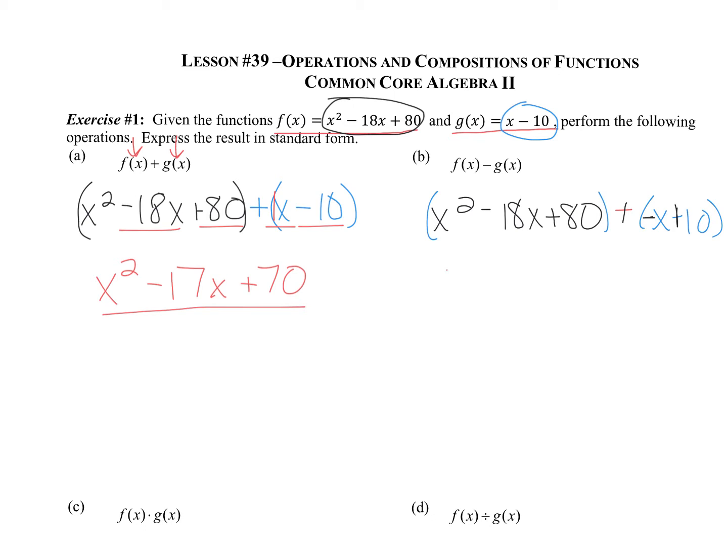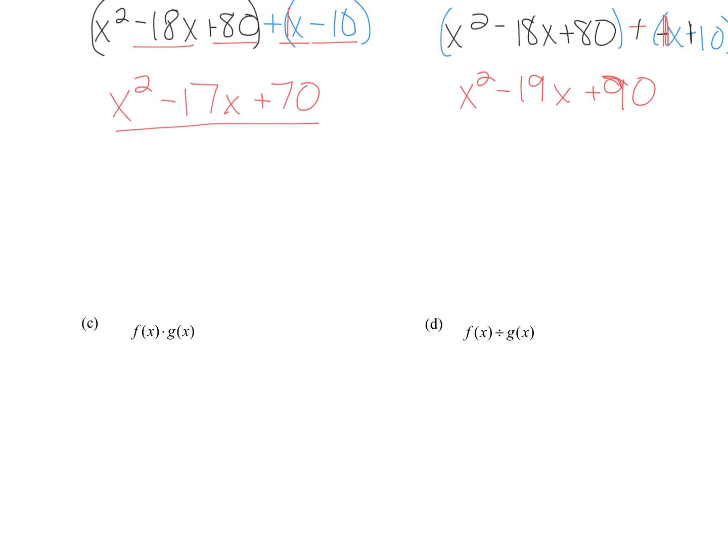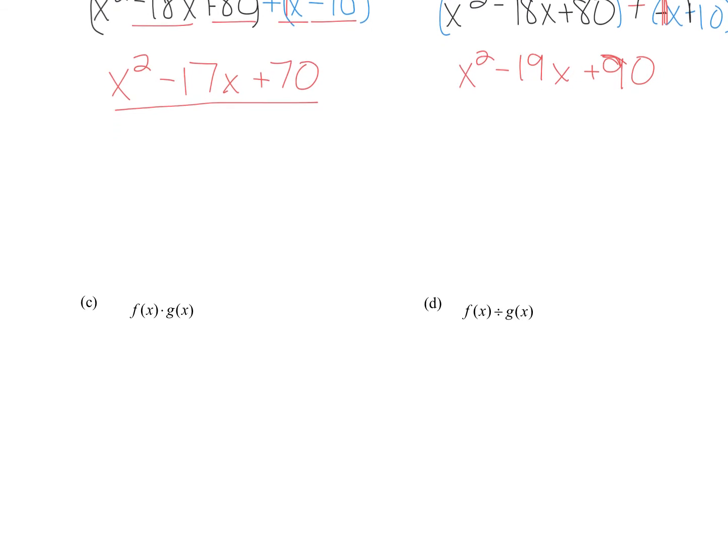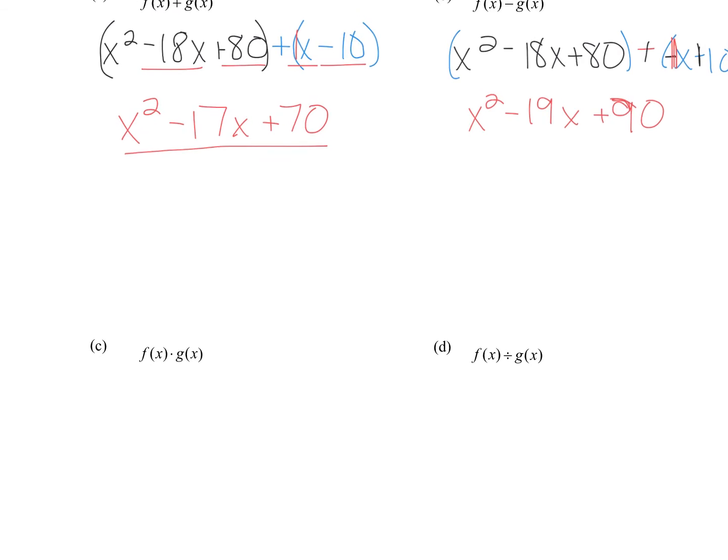Then when I combine like terms, I have x squared, negative 18 minus 1 is negative 19x. That's not a plus sign, by the way, that's a 1x. And 80 plus 10 is 90. So that's the function created by doing f of x minus g of x. Down the page a little bit, we have f of x times g of x. So let me just move this back up a little bit so I can see them.